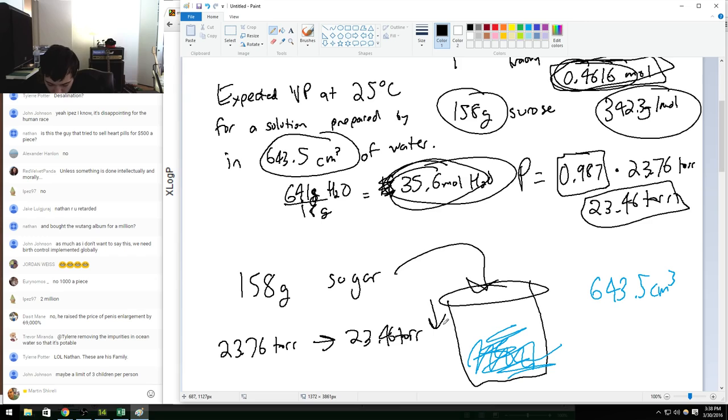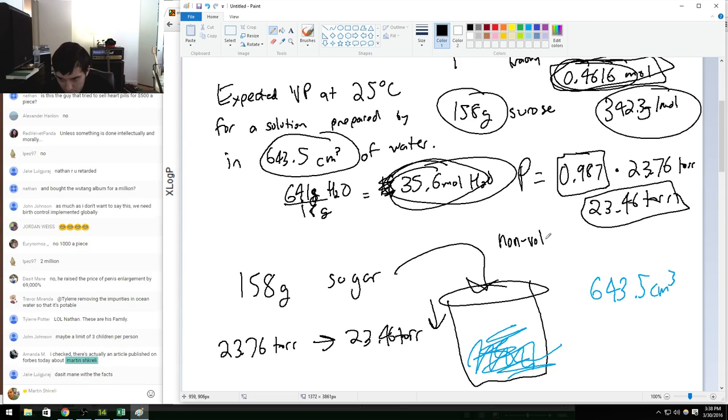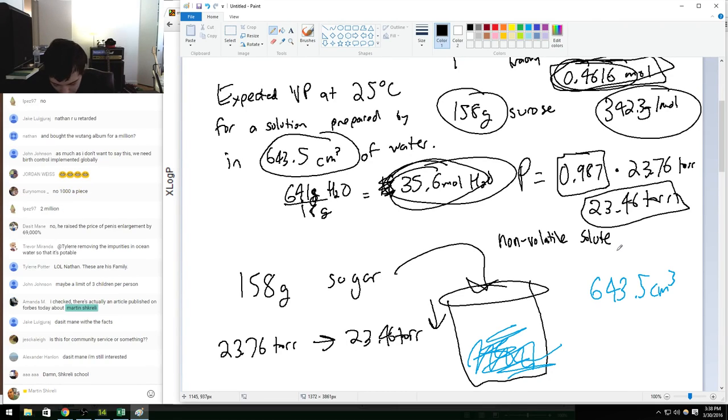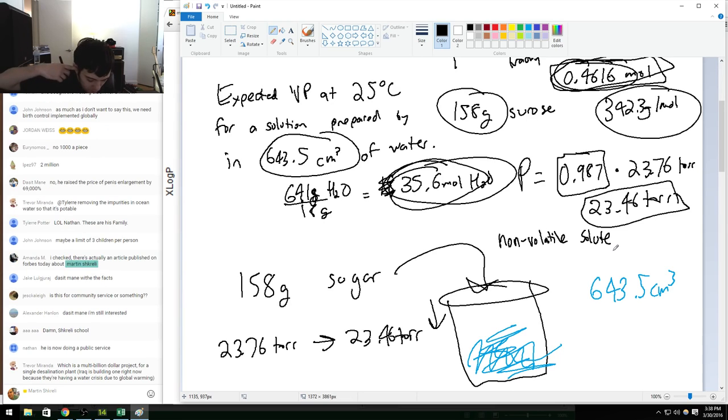It's important to know that sugar is a non-volatile solute. Non-volatile. This Raoult's law only applies with a non-volatile solute. There's a lot of adjustments to Raoult's law that we can do, but the basic example is that solutes will change the properties of a solution.